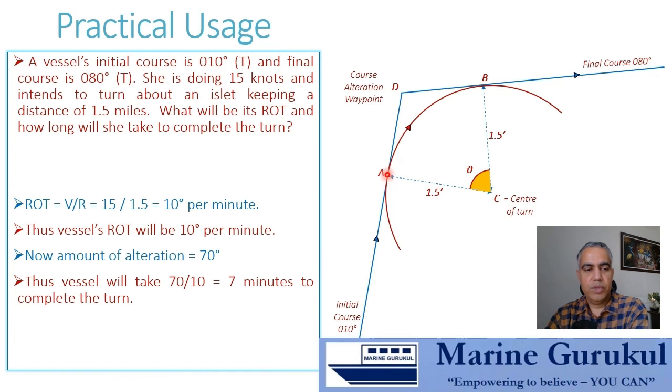So from point Alpha, when it starts to move on the curved path, up to point Bravo, when it reaches its final course, the vessel is going to take a total of 7 minutes to complete the turn. So we know what is the rate of turn required. We also know the time which the ship is going to take to complete the turn, giving us an understanding of the turn, and we can now easily plan this turn if these parameters are within our control or they are achievable.